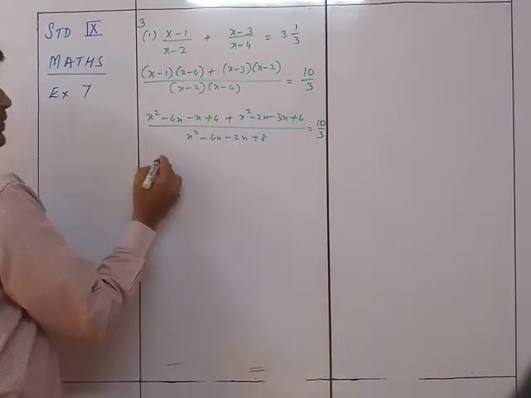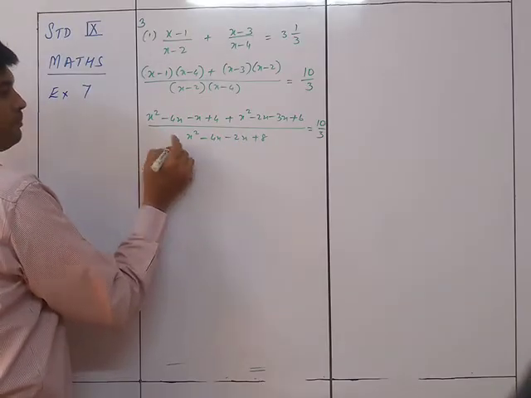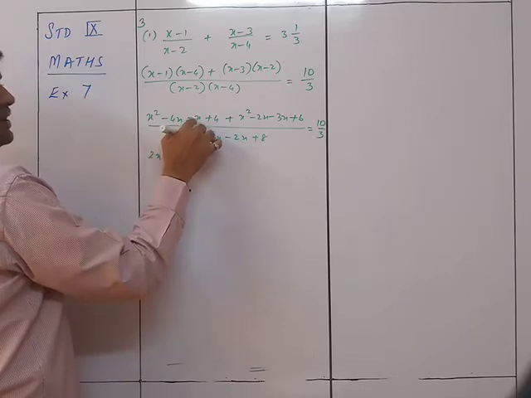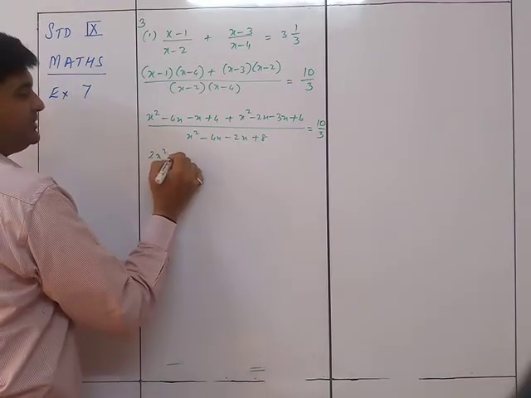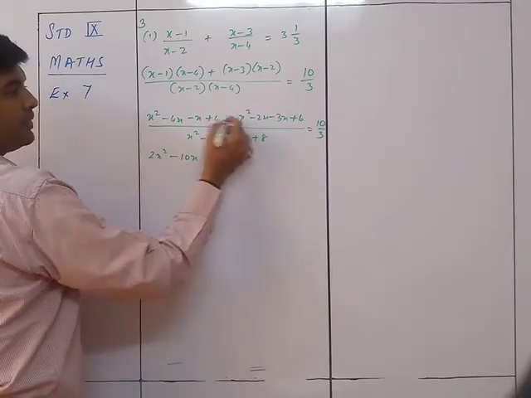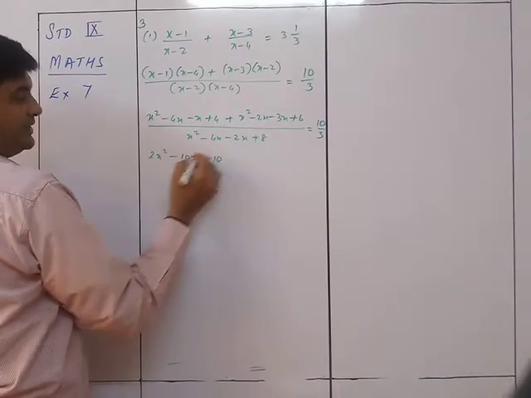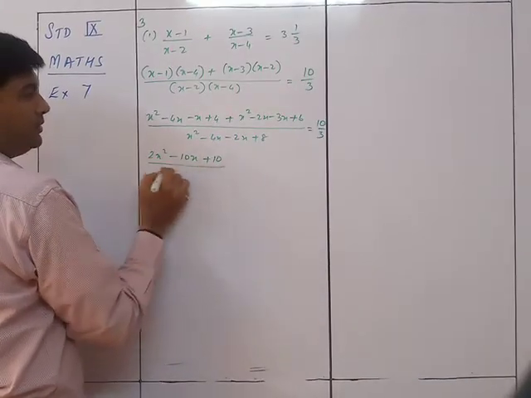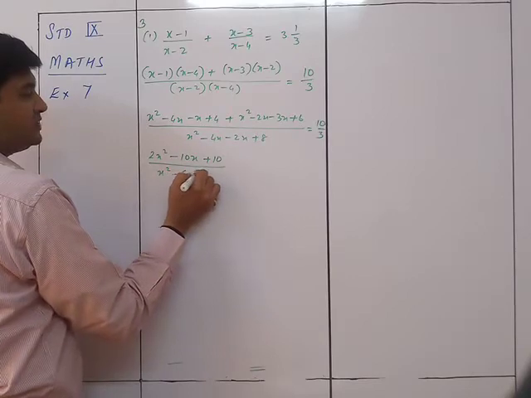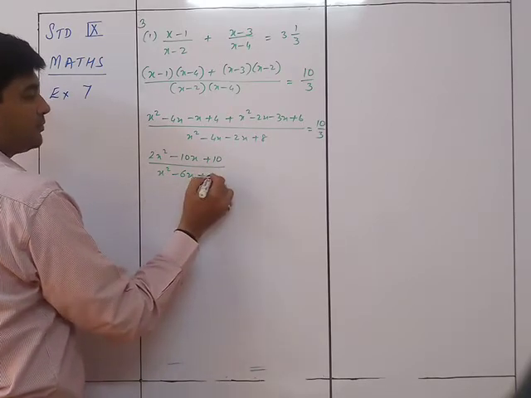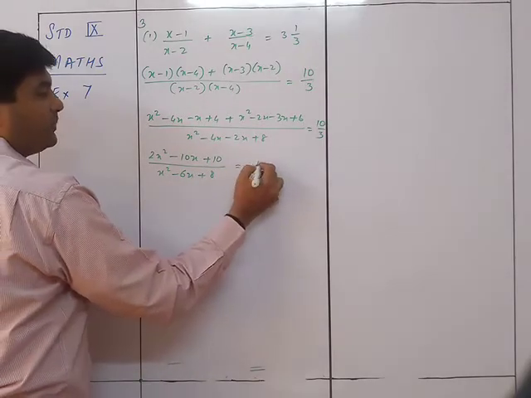x square, 2x square, minus 4 minus 1 minus 5, minus 5 plus minus 5 is minus 10. So minus 10x plus 10, 4 plus 6 upon x square minus 6x plus 8 is equal to 10 upon 3.